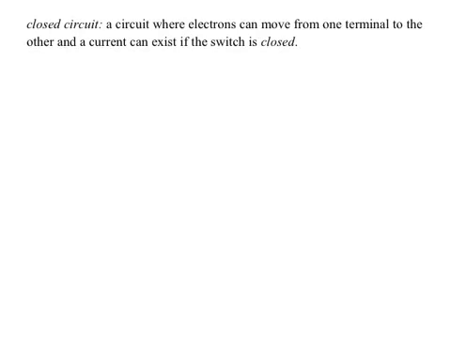Next, let's take a look at a closed circuit. A closed circuit is a circuit where the electrons can move from one terminal to the other, and a current can exist when the switch is indeed closed. So when we have a circuit and we think about a switch here, let's say it was just a simple switch that was open.